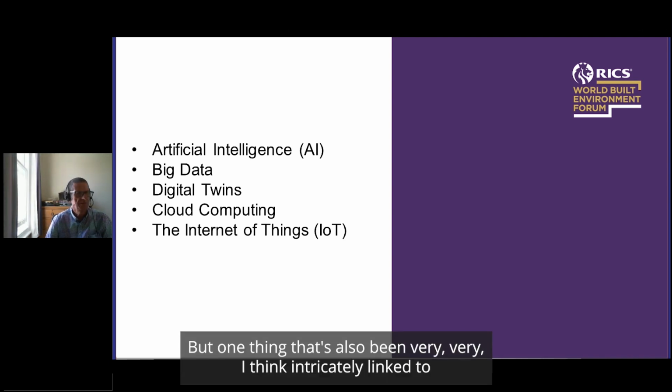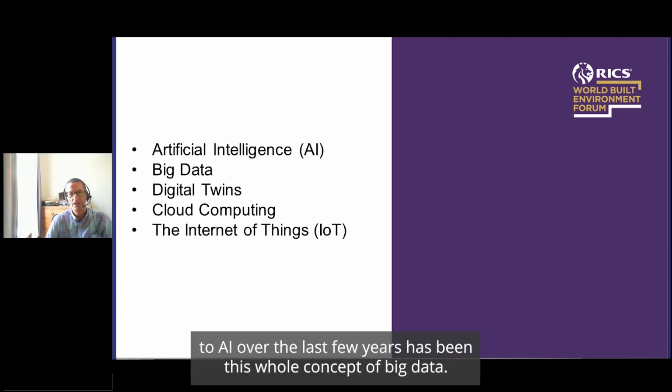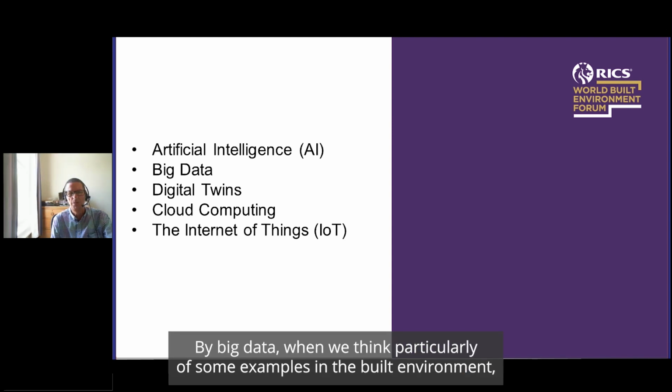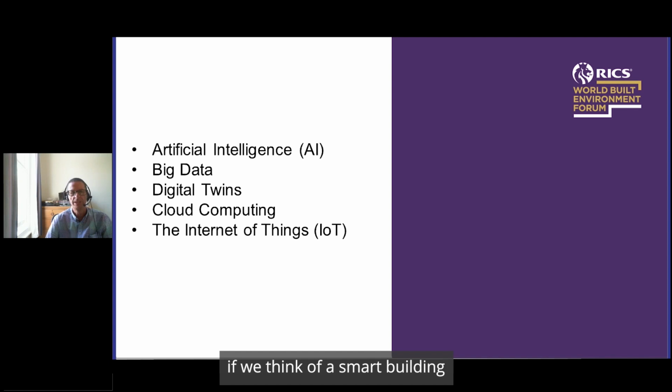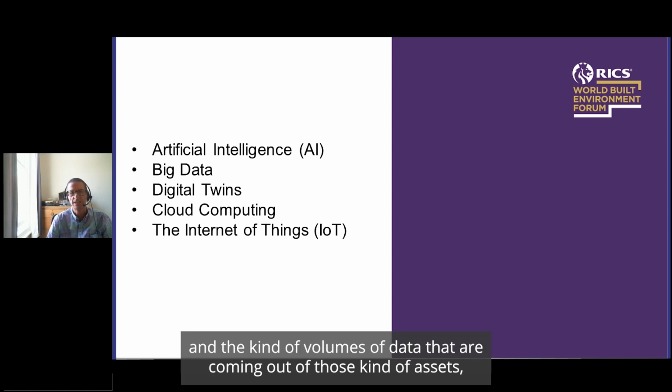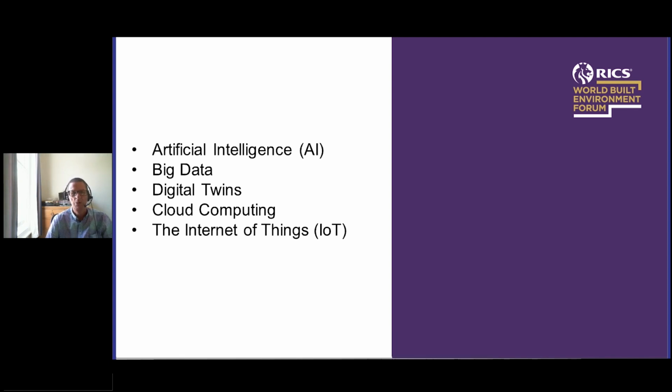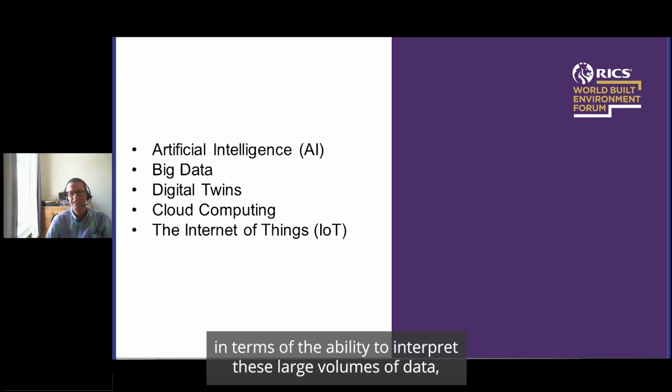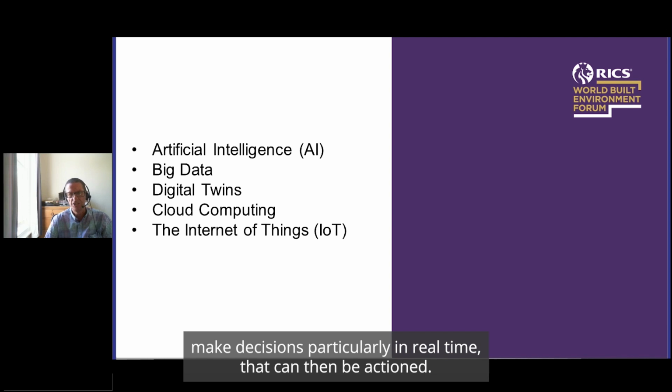Now, one thing that's also been inextricably linked to AI over the last few years has been this whole concept of big data. And by big data, when we think particularly of some examples in the built environment, if we think of a smart building and the volumes of data coming out of those assets, we have a real challenge now in terms of the ability to interpret these large volumes of data and make decisions, particularly in real time, that can then be actioned.